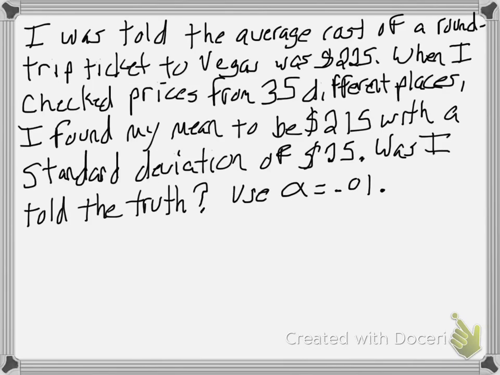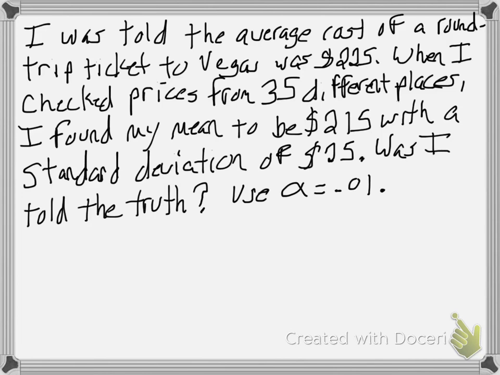So, second and last example problem. I was told the average cost of a round-trip ticket to Vegas was $225. When I checked prices from 35 different places, I found my mean to be $215 with a standard deviation of $25. Was I told the truth? Use alpha equals 0.01 or 99%. All right.